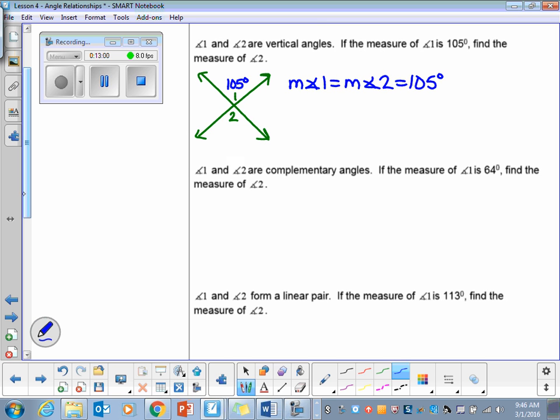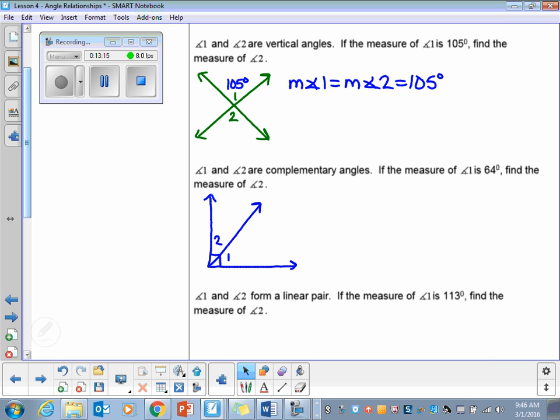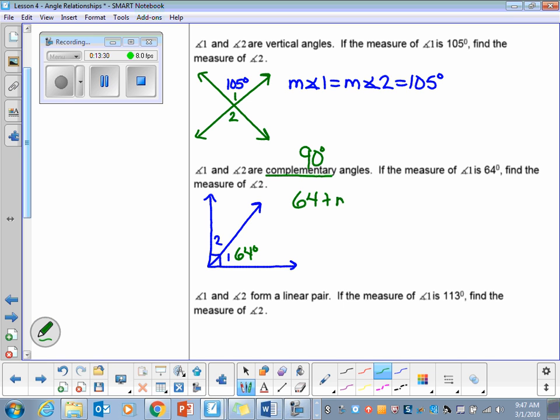Angle 1 and angle 2 are complementary. They're going to add up to 90. Let's see, 1 and 2. I'm told that angle 1 is 64 degrees. Find the measure of angle 2. Well, complementary means 90 degrees. So 64 plus the measure of angle 2 will equal 90 degrees. So the measure of angle 2 equals 90 minus 64, which is 26 degrees.